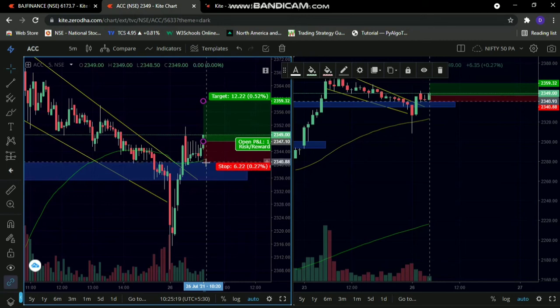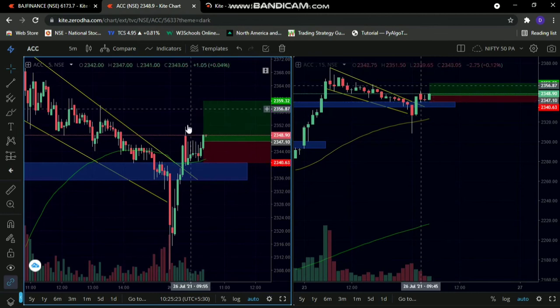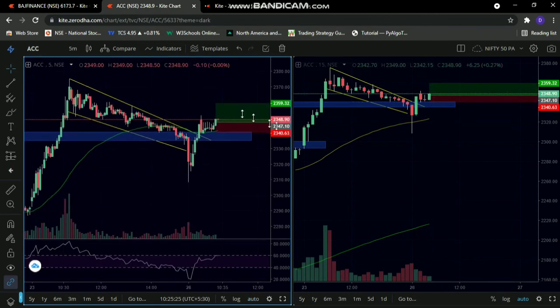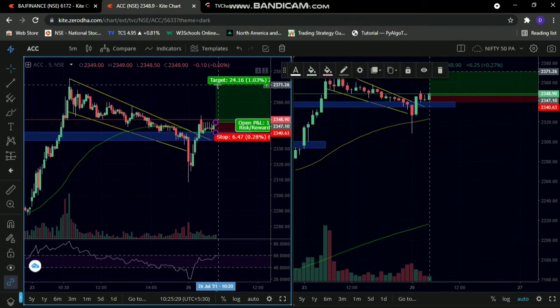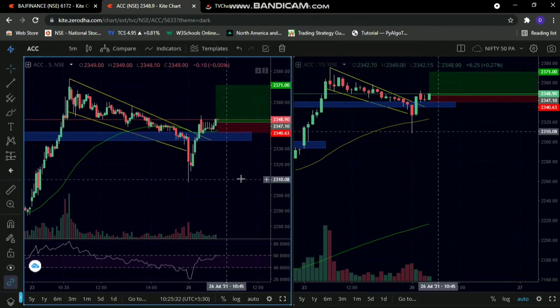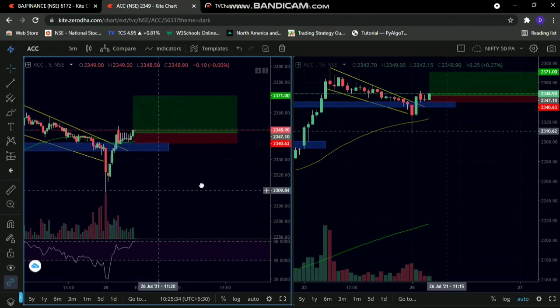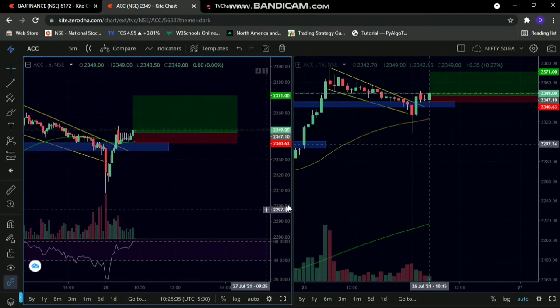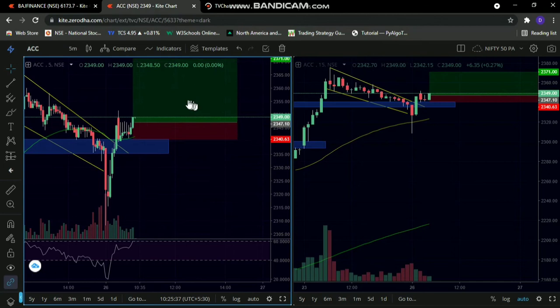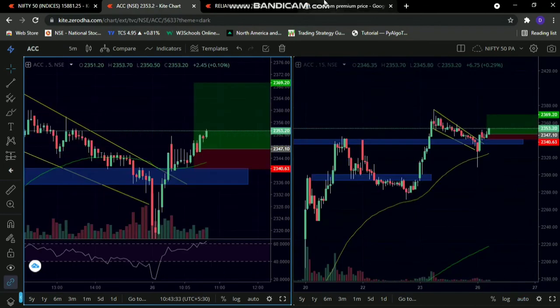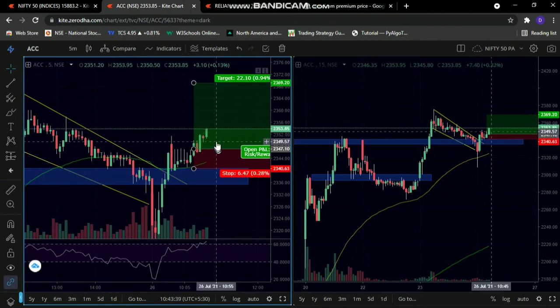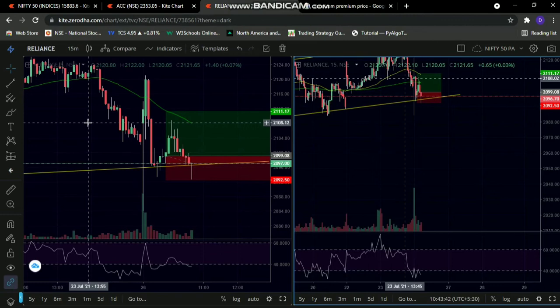Okay, so let us place the risk to reward ratio. Risk is below the candle and reward is the previous day high, but we will not take that much high, we will just go a little below it. So the risk to reward ratio is 1:3. It is better than the Reliance, but let us see if it is going to hit or not. So I will update you.